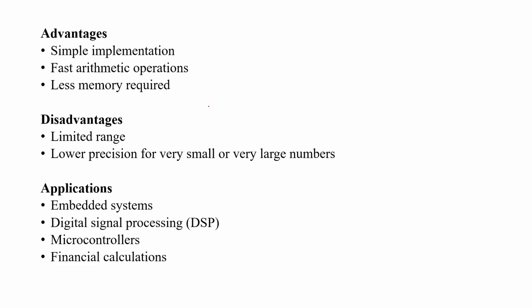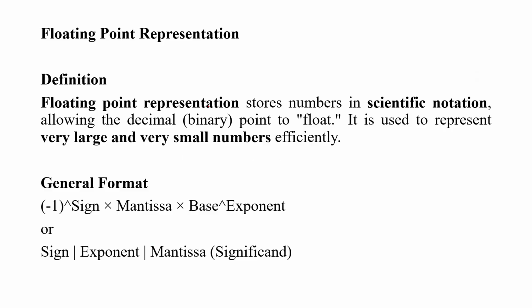Now we can see floating point representation. So what does floating point representation mean? Actually it stores numbers in scientific notation, allowing the decimal point to float. So it is used to represent very large and very small numbers. Here infinite, so very large numbers also we can use. Actually general format is sign, exponent and mantissa. Okay, this format just we can use for this one. It will be very good.